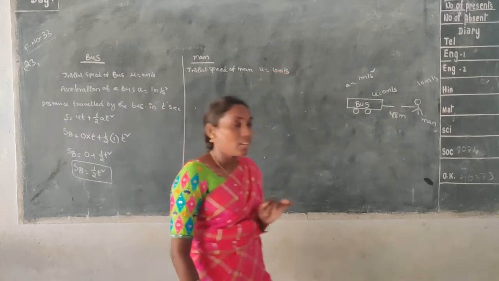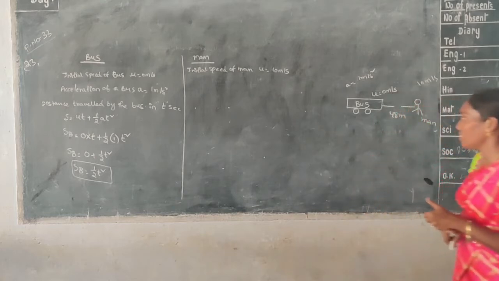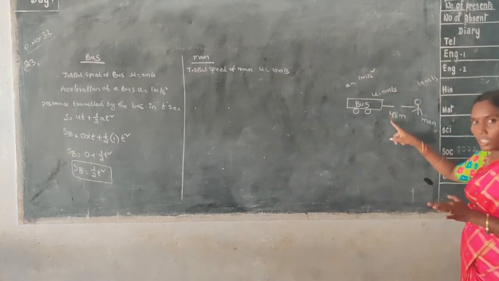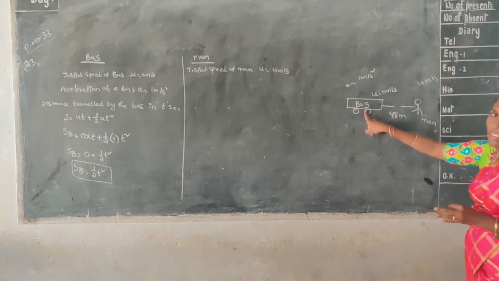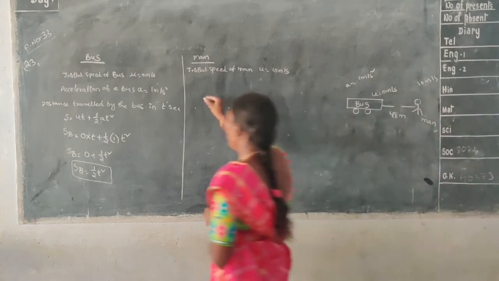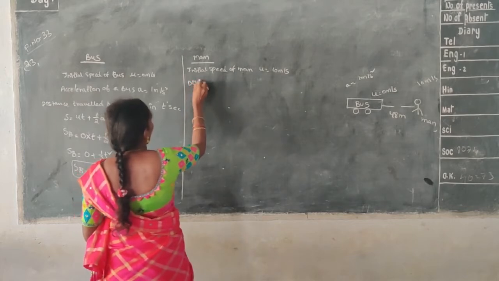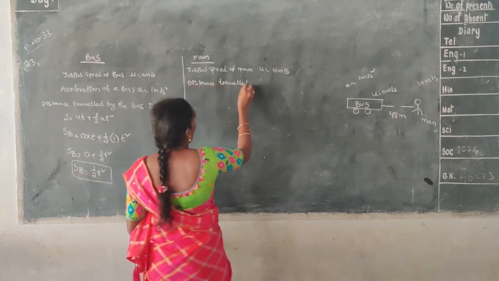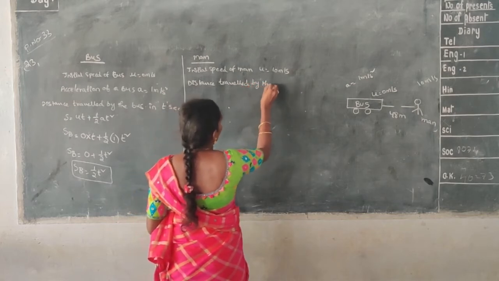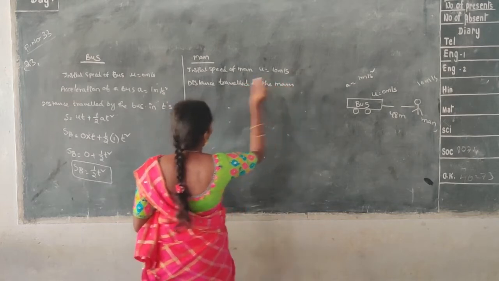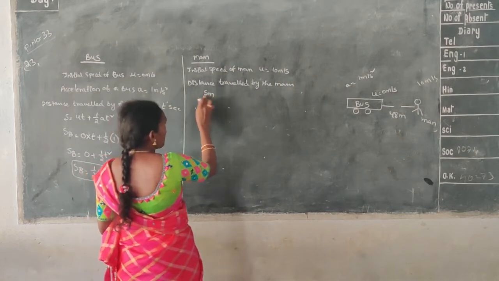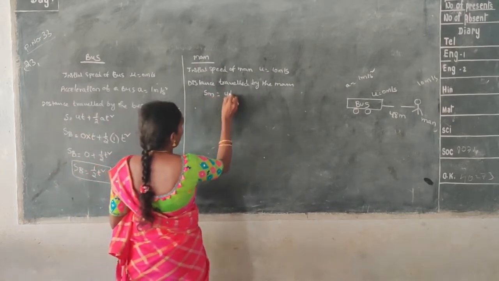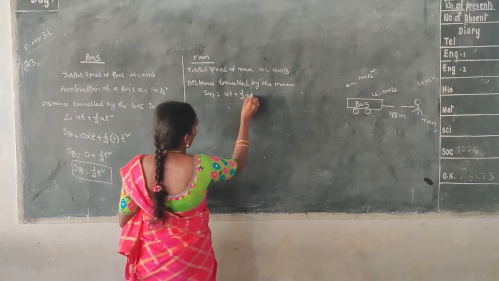In this one, the distance travelled by the man is equal to 48 meters to travel, and again to catch the bus. Now here the distance travelled by the man, S man, is equal to ut plus half at square.